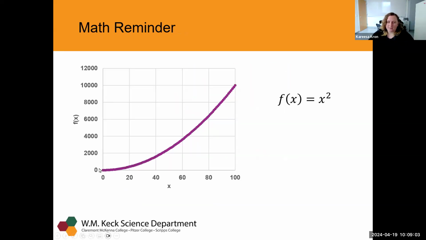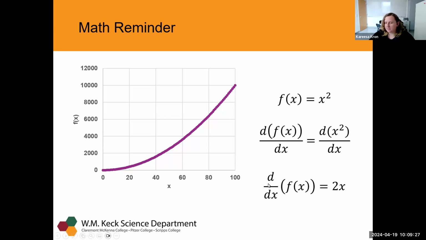And so as a math reminder, this plot here shows a function f of x, which is equal to x squared. And currently the information that we have is the derivative of that function. If you take the derivative of f of x with respect to x, then you get that the derivative of f of x is equal to 2x. And this is what the current form of our decomposition looks like.